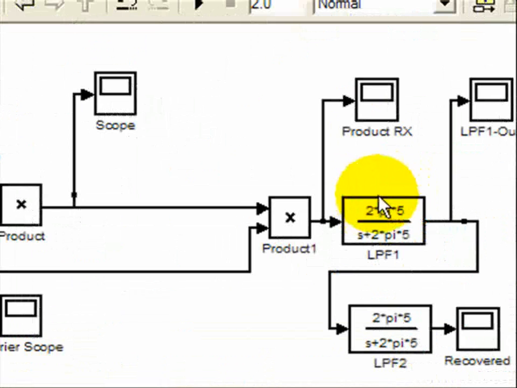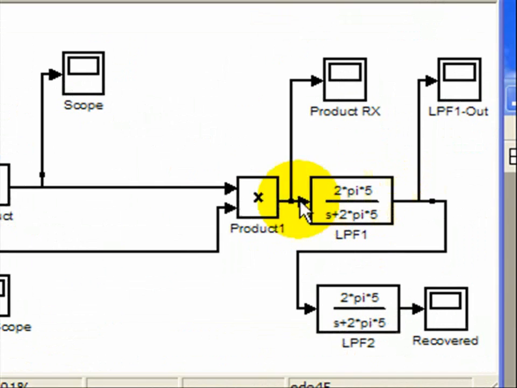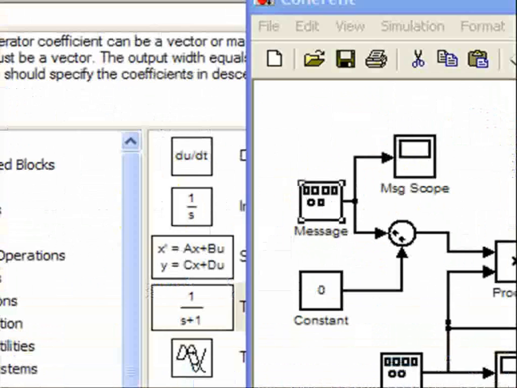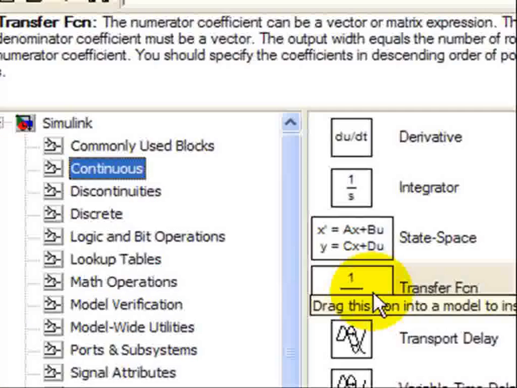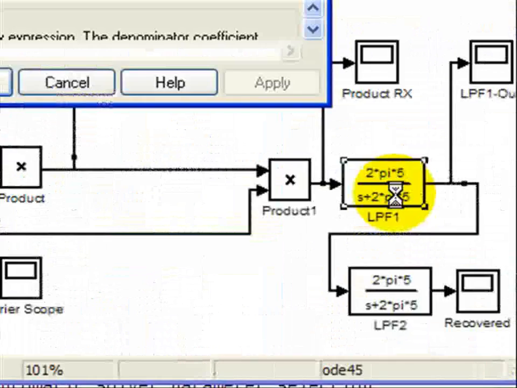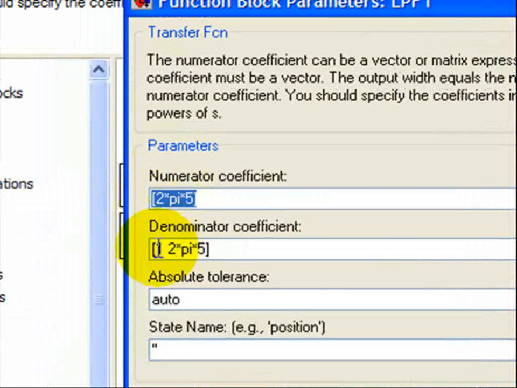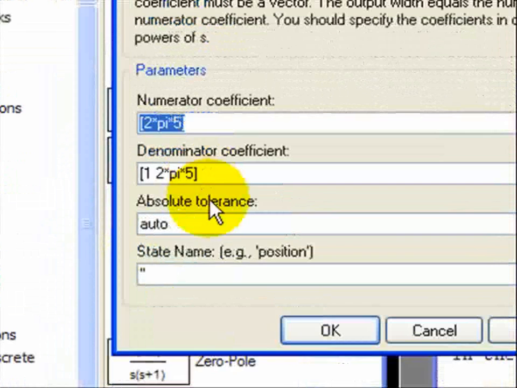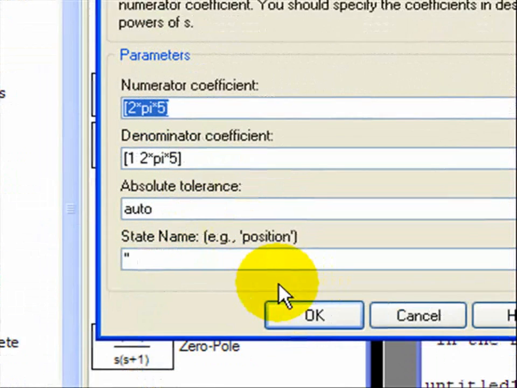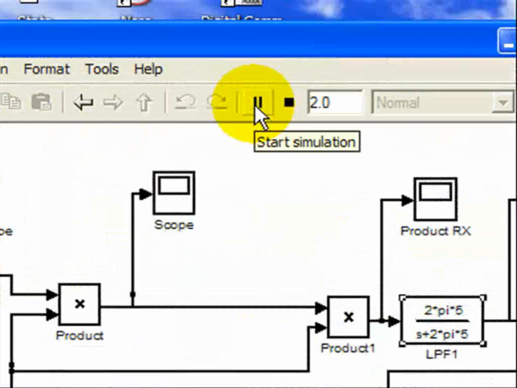Grab the diagram of the receiver, which consists of a low pass filter of 5 Hz, which you can get from the continuous block in Simulink found here. And you can change the coefficients by double clicking on it right here. You can see that it's 2 times pi times 5 hertz, so this gives you radians per second. So this is basically your Laplace transform function when you put this in this block. All right, so let's run the simulation to see how we recover the signal.